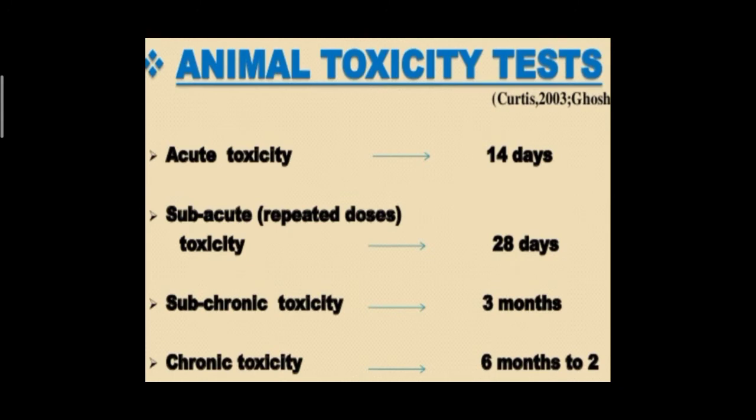So let's see the overview of animal toxicity study durations. Acute toxicity has a duration of up to 14 days. Subacute, repeated doses, I told you, 28 days. Subchronic, 3 months. Chronic toxicity study, 6 months to 2 years.